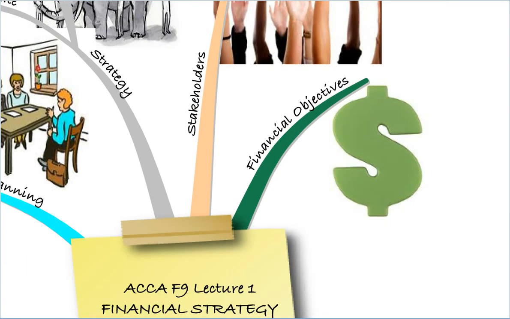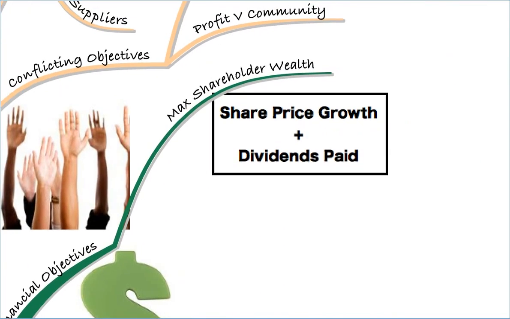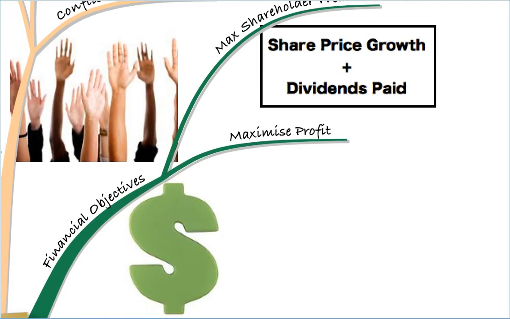We moved on then to financial objectives. Remember, the main number one financial objective was to maximize shareholder wealth, and that was share price growth and dividends paid. That's shareholder wealth. And we did a detailed example of this. We worked through year on year shareholder wealth increase and looked at how that could be done. We also said that maximization of profit was another financial objective. However, remember that profit can be manipulated, so we'll often use cash flows.